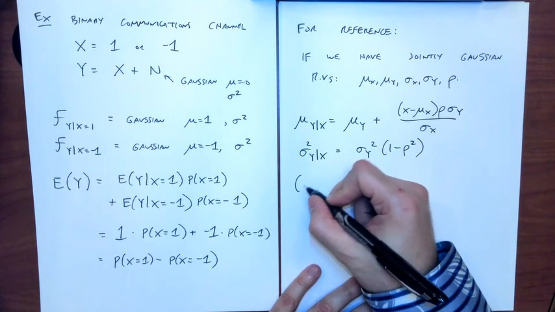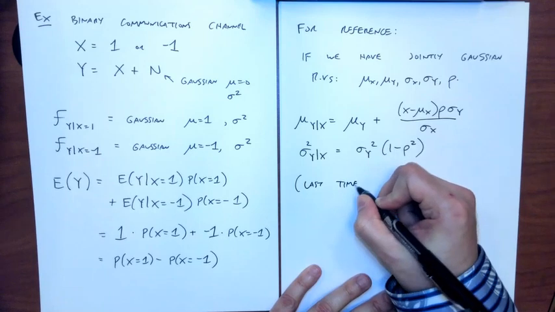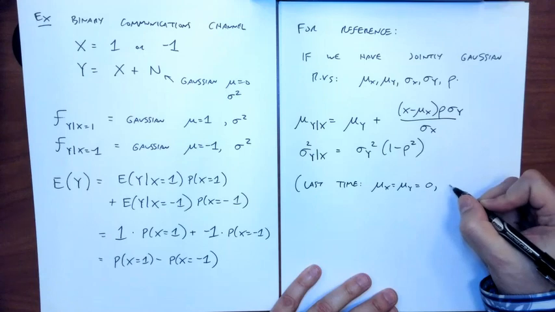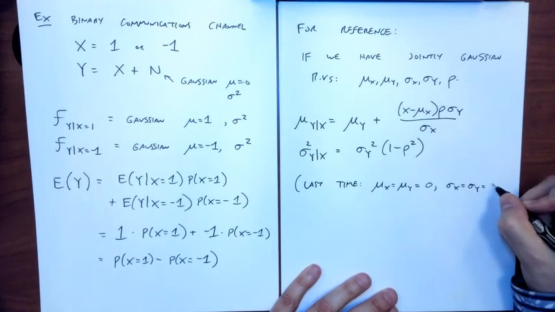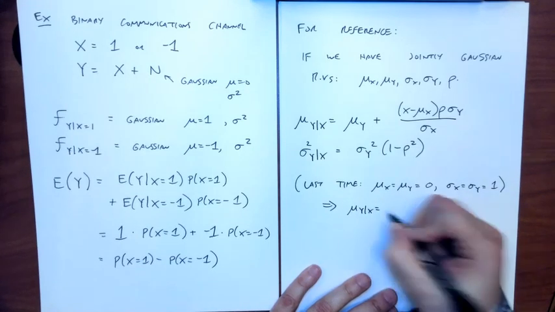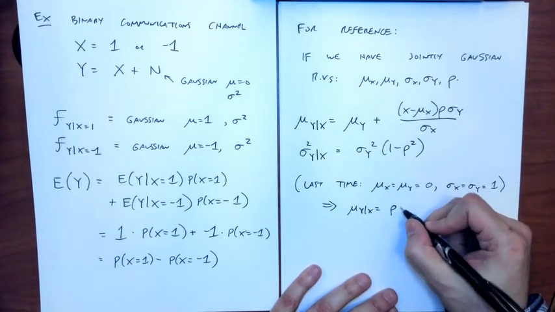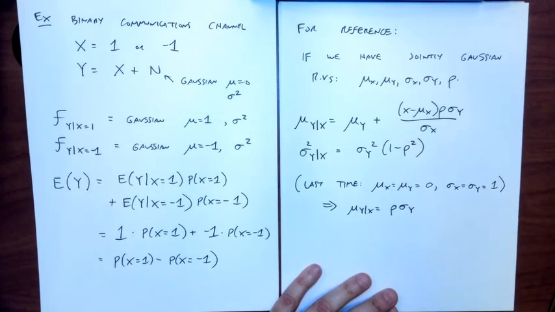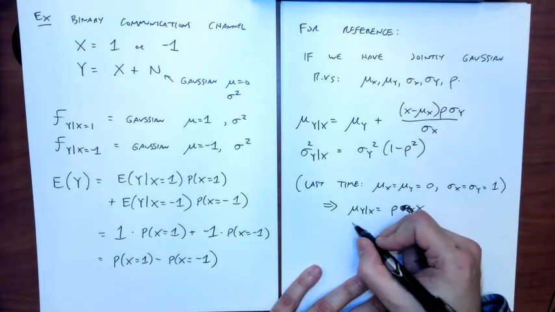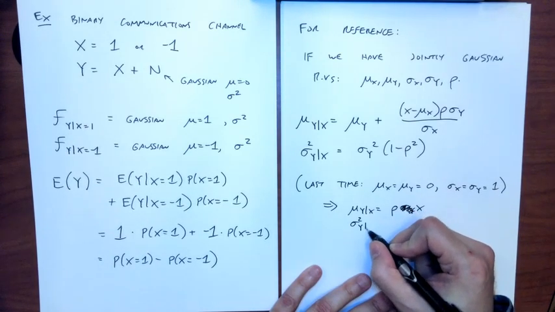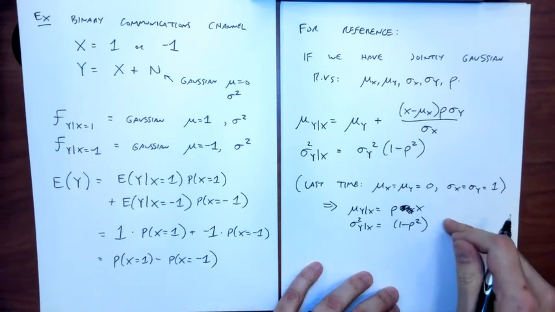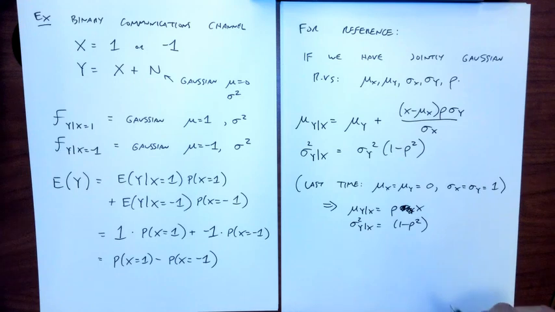We talked about this last time in the sense that I made my life easier. I said that these means were equal to 0 and these sigmas were equal to 1. And in that case, my conditional mean was equal to rho x, right? That's what I get if I plug everything in. And my sigma was equal to 1 minus rho squared. We just mentioned that last time. This is the more general form of that, right?